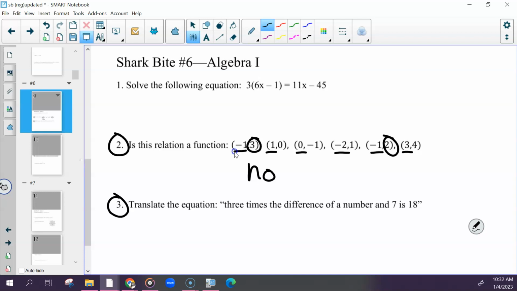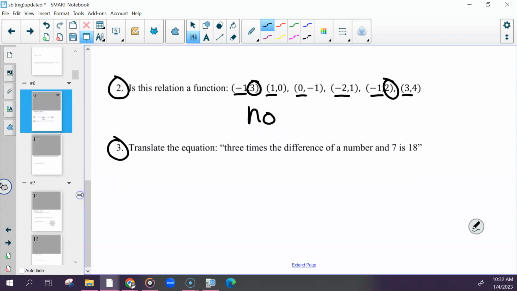3 is just rewriting this into math. So 3 times the difference. So I'm multiplying 3 to all of this, so I'm going to put this next part in parentheses. Difference is subtracting. So a number, pick whatever variable you want, and 7, is going to be equals, and then 18. So it doesn't say to solve it, so we just needed to set up the equation, not solve it. Questions on those 2?